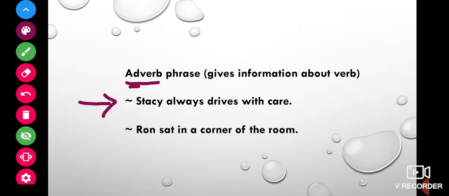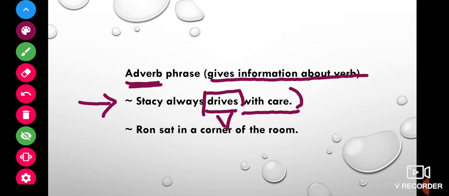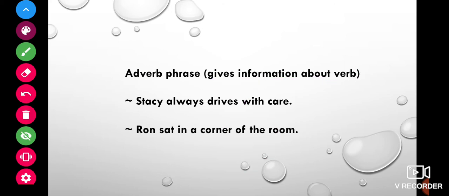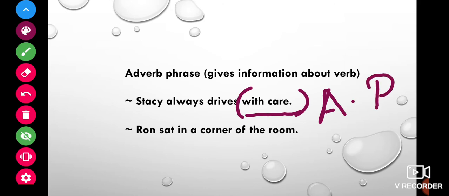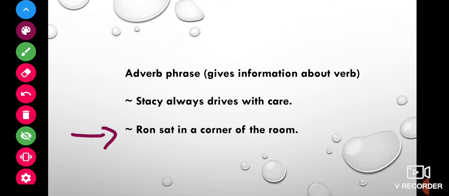Now as we are talking about adverb phrase, first let us locate the verb because it gives more information about the verb. So in this example, drives is the verb and with care is giving us some more information about the verb drive. So here with care is the adverb phrase because it is giving us some more information about the verb drive. In the next example, Ron sat in a corner of the room.